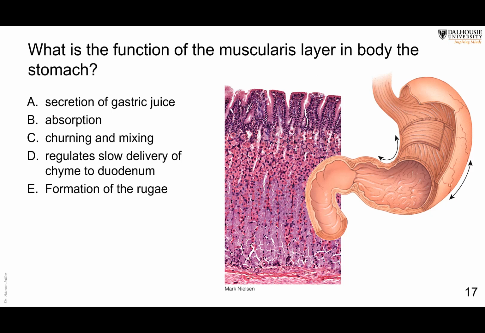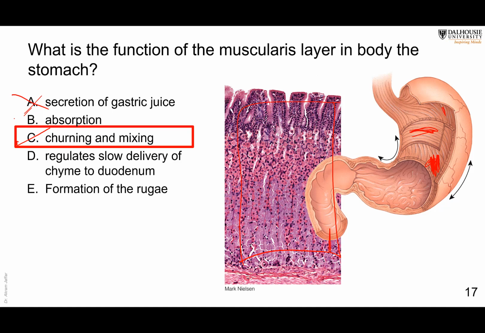We have inner circular and outer longitudinal. Here we have an innermost oblique layer to allow for more churning and mixing of the contents of the stomach, more mechanical digestion. The muscularis does not secrete the gastric juice because the gastric juice is secreted by the mucosa. It is not responsible for absorption. The small amount of absorption of water, alcohol, and some drugs like aspirin that takes place here in the stomach is not the function of the muscularis, it's the function of the mucosa itself.